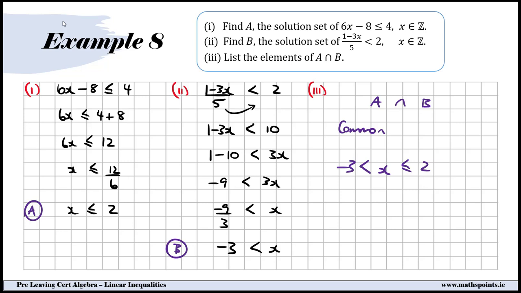So we're using language that we would have used for our junior cert from sets, so set notation and elements and intersection. But basically in words, all we're saying is what are the numbers that are bigger than minus 3 and less than or equal to 2.